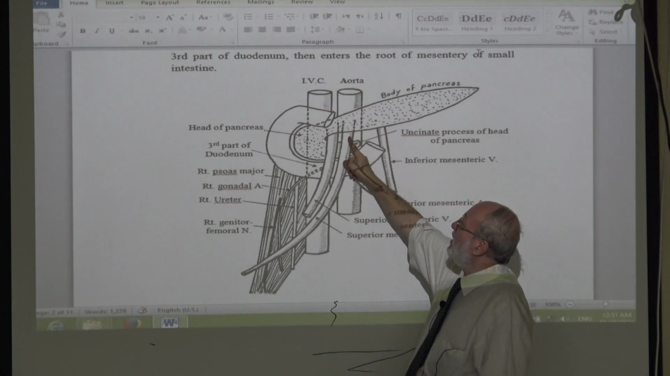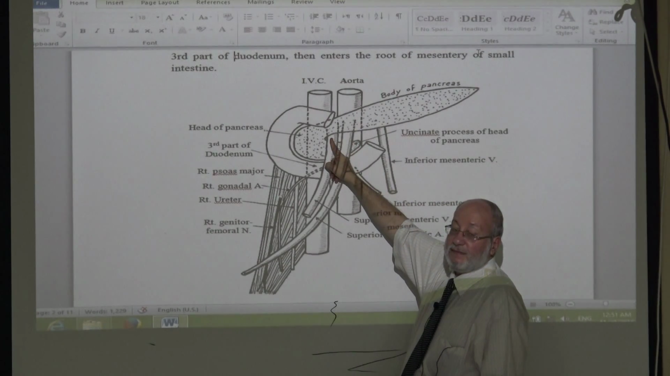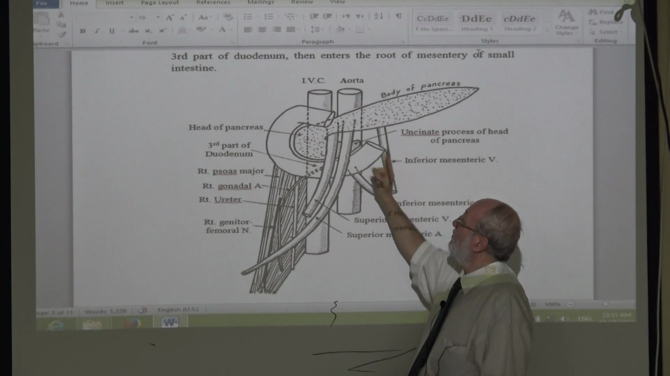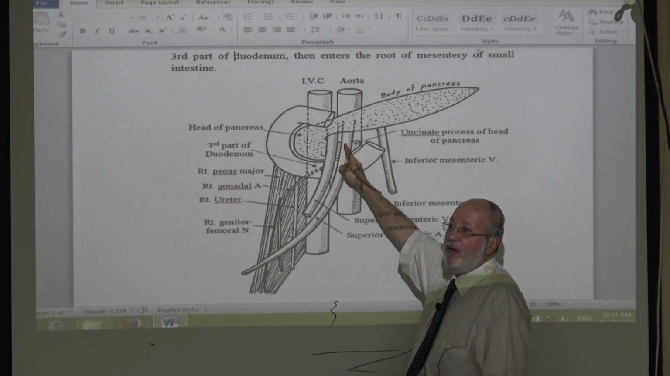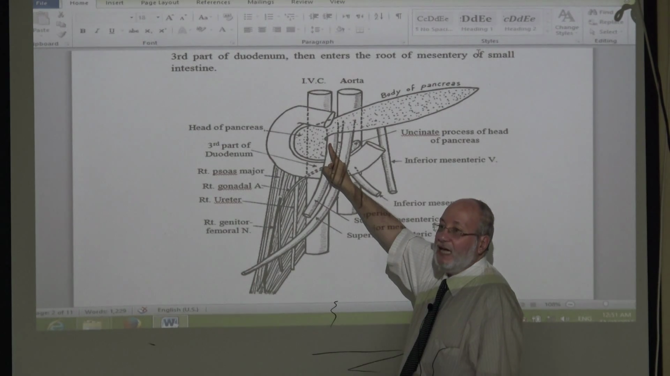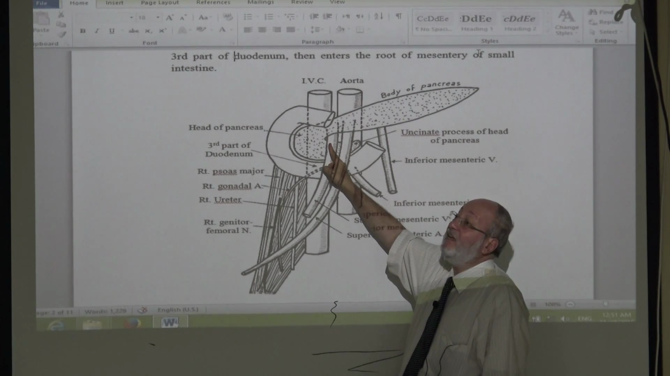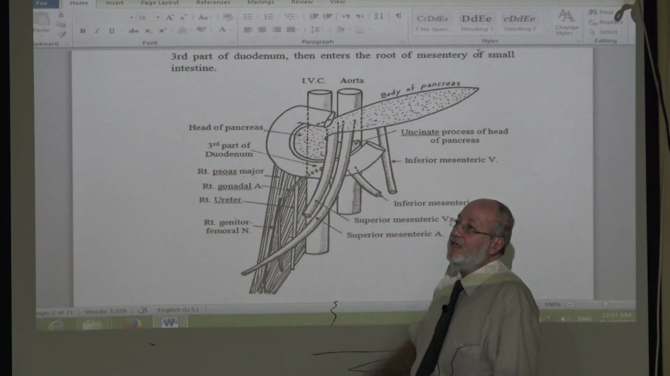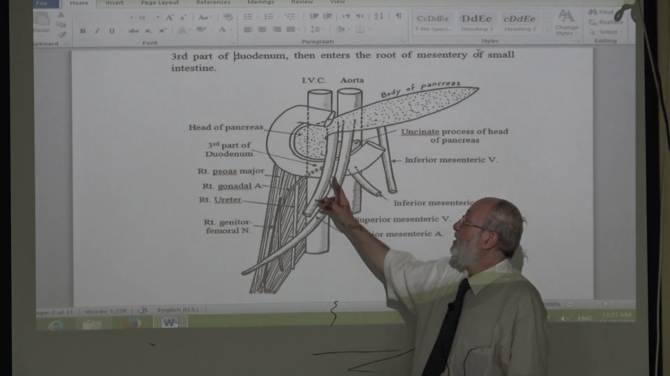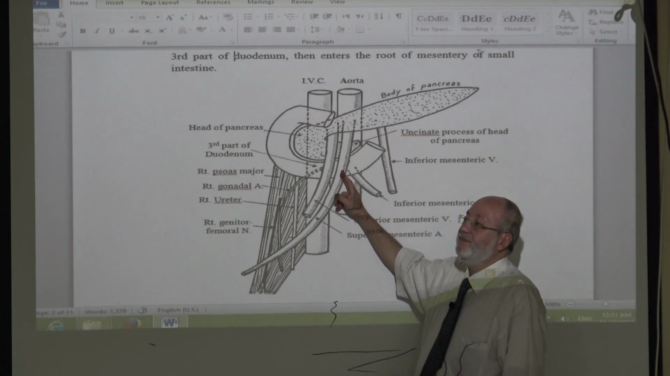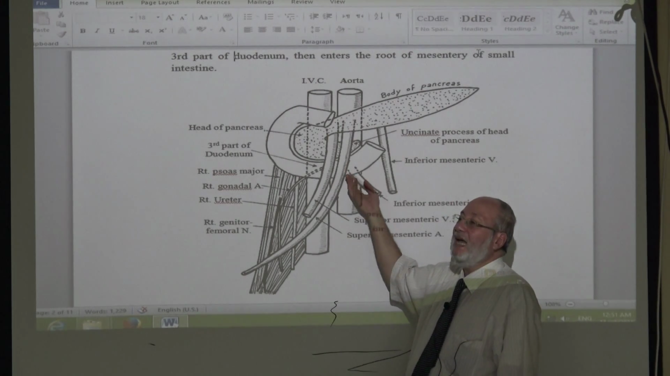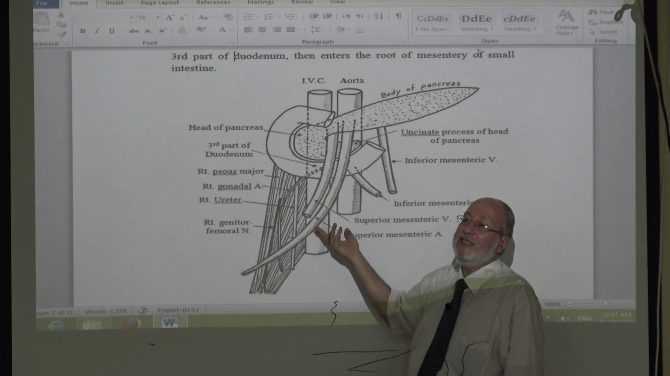Where is the artery? Is this the artery or is this the vein? This or this? This is the superior mesenteric artery, and to its right side is the superior mesenteric vein. The relation here is very important. What is to the right and what is to the left? The superior mesenteric vein is to the right side of the superior mesenteric artery, and the superior mesenteric artery is to the left side of the superior mesenteric vein.